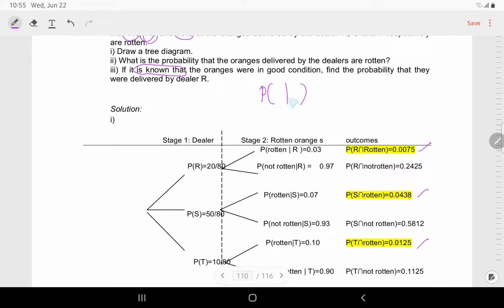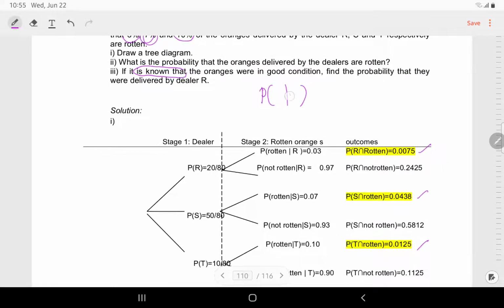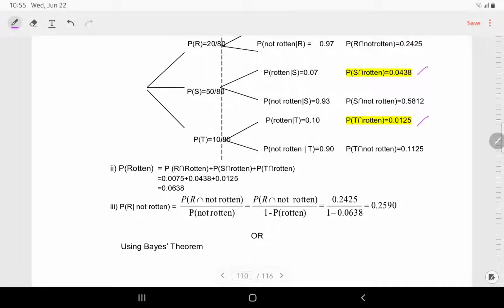Question number 2. If it is known that, kalau ada if it is known that tu, dia punya probability dia ada palang kat sini. The oranges were in good condition. Good condition maksudnya not rotten. Sebab it is known that good condition, kita letak sebelah kanan, not rotten. Find the probability that they were delivered by dealer R. So ini yang kita nak cari, P(R|not rotten).